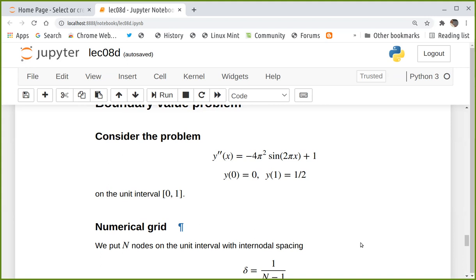Oh, very good. Okay, so what function, when I take its derivative twice, gives me 1? X squared by 2. Very good. Right? Okay, very good.